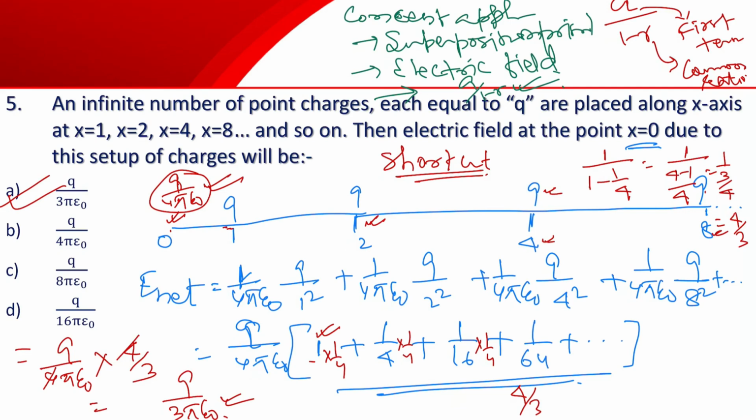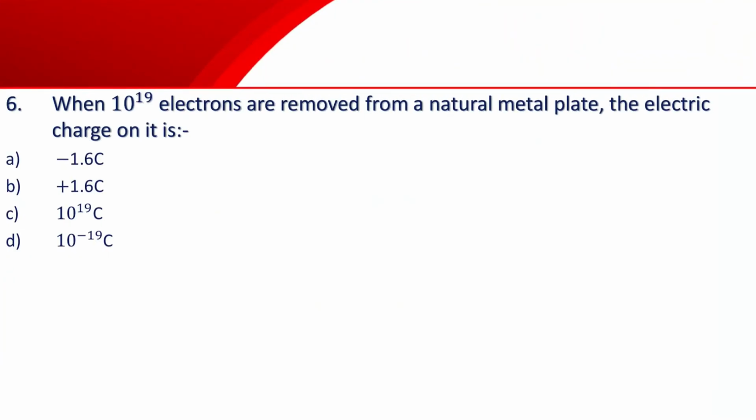See, there is only one quantity which is more than q by 4 pi epsilon naught, that is in option A. So without calculating, just by analyzing this question, we can say that the option will be A, because in B, C and D all the values are even lesser than the electric field intensity at origin O due to the first charge, the charge q present at position 1. From that we can conclude, even without calculation, that the correct option will be A.